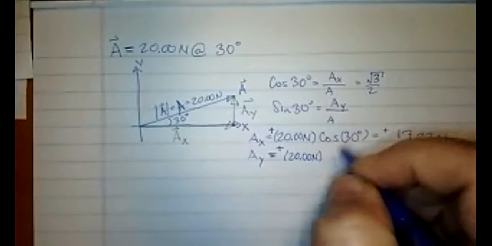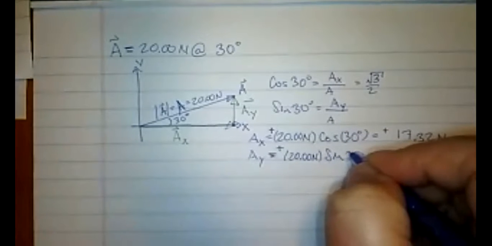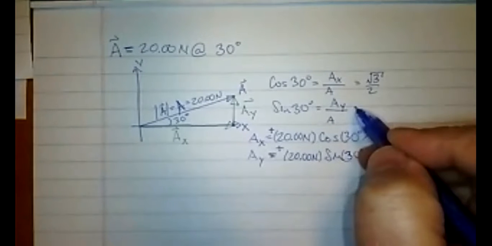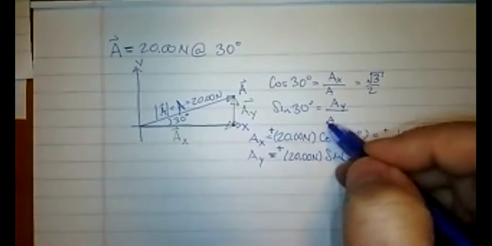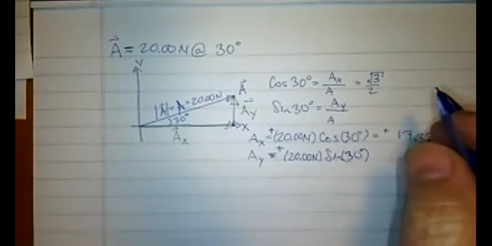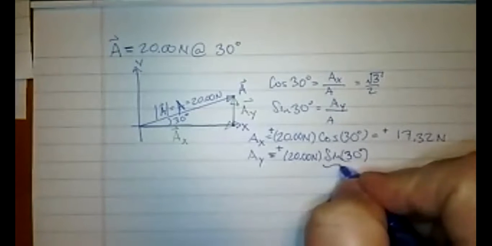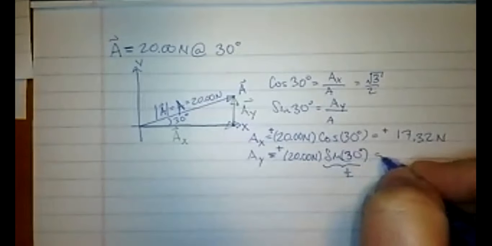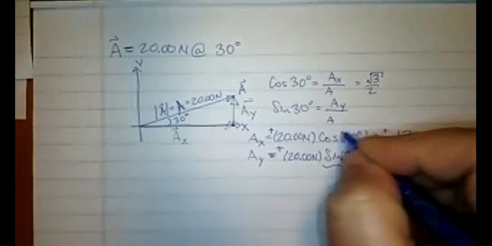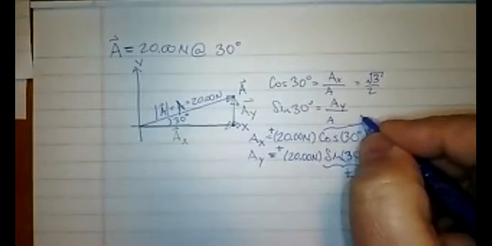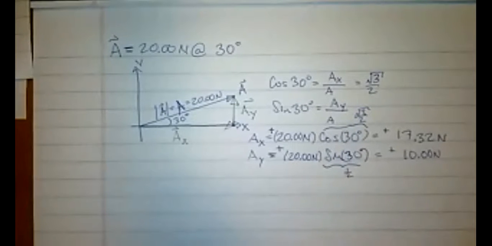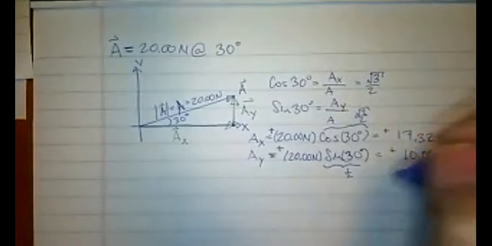20.00 newtons times the sine of 30. Again, this just comes from multiplying both sides of this equation by a. If I multiply by a, that would cancel that one out, but I get an a here, and that's what I've got there. Now, the sine of 30 is, of course, 1/2. So 1/2 of 20 is 10. So that's 10.00 newtons. And that's basically the same thing we did with the square root of 3/2 from our special angles. So now we actually have the x and y components.